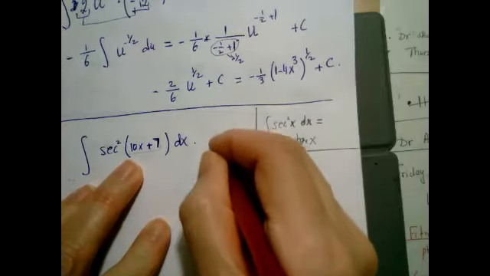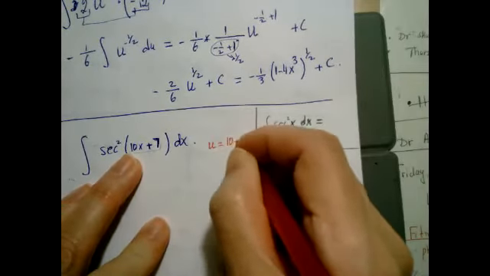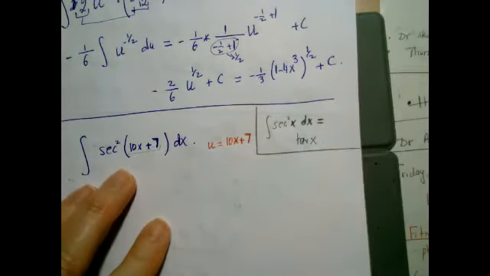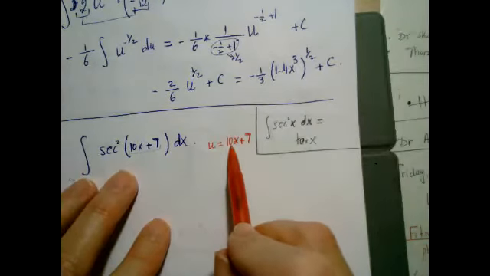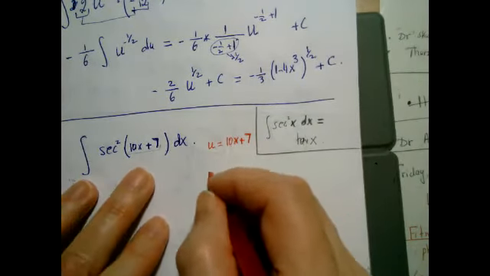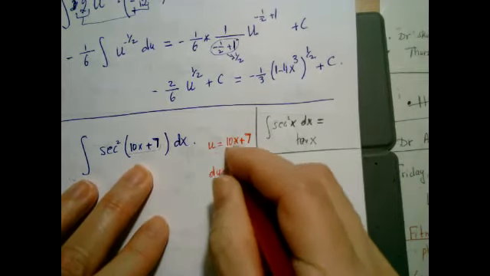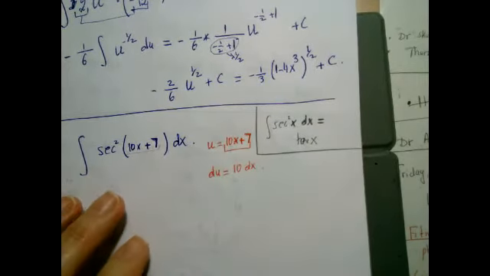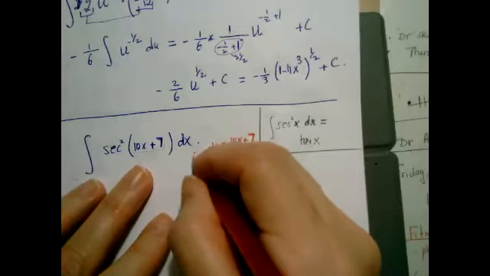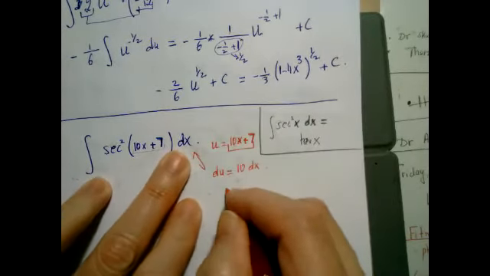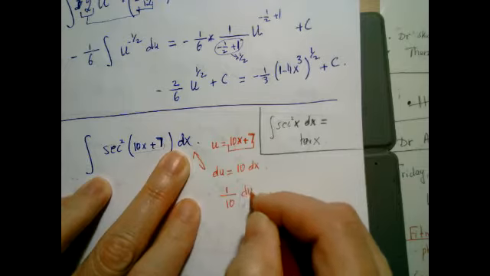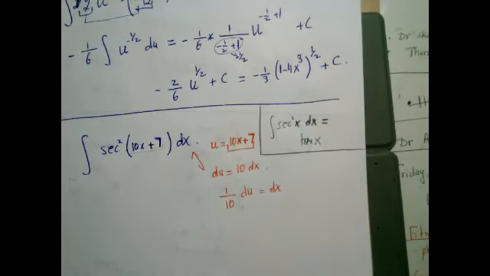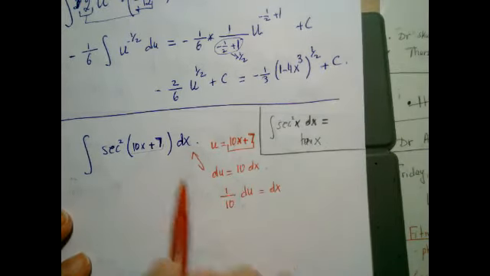So again, my inside has to be my u. And I know the derivative is not problematic because the derivative is just a constant and we can take care of that. So my du is the derivative of that, which is 10 dx. And knowing where I'm heading, I know that I only have a dx, so I'm going to divide by 10, because my integral does not have the 10 part. It only has the dx part. So to be able to get the dx, I have to divide by 10.